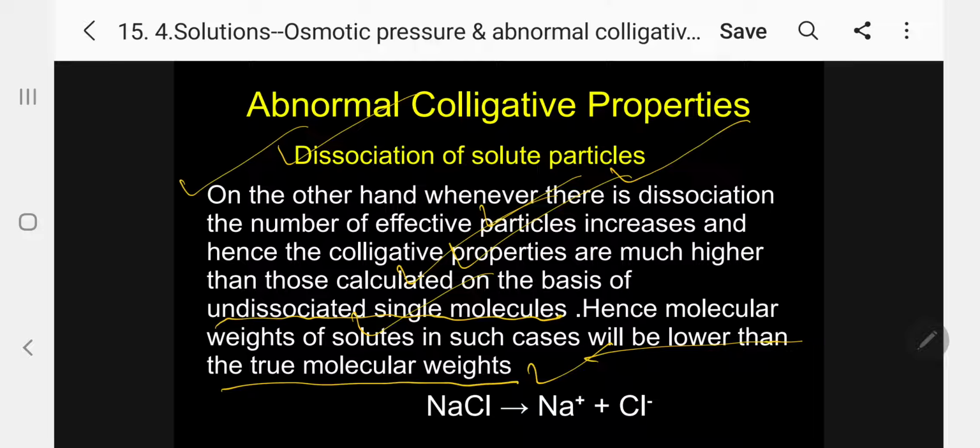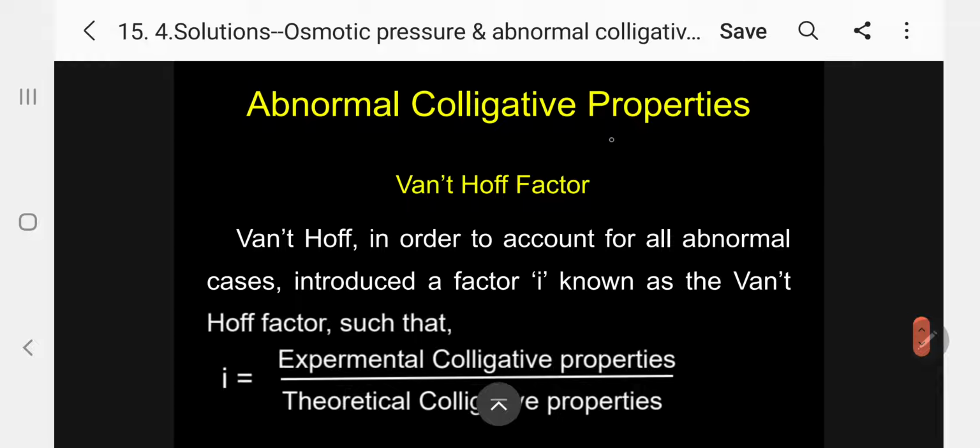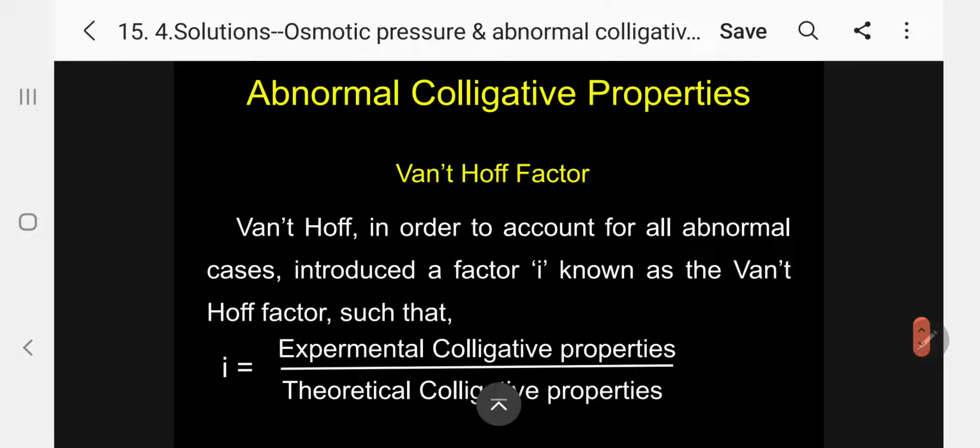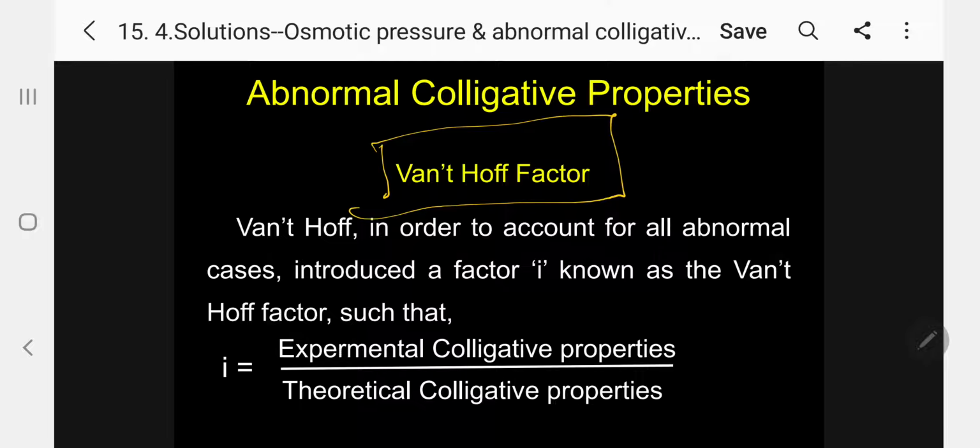The specific example is sodium chloride. If you consider sodium chloride as a single particle, on dissociation it acts as sodium ion plus chloride ion, so two particles are there. So here the abnormal colligative property is due to dissociation of sodium chloride. Kindly follow. In order to overcome this problem, Van 't Hoff, a scientist, introduced a factor for correction. The factor is called i, that is called the Van 't Hoff factor.